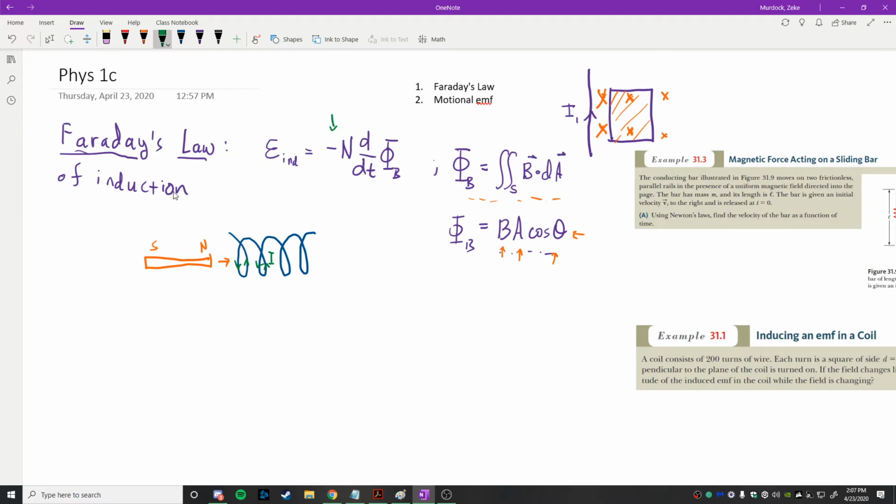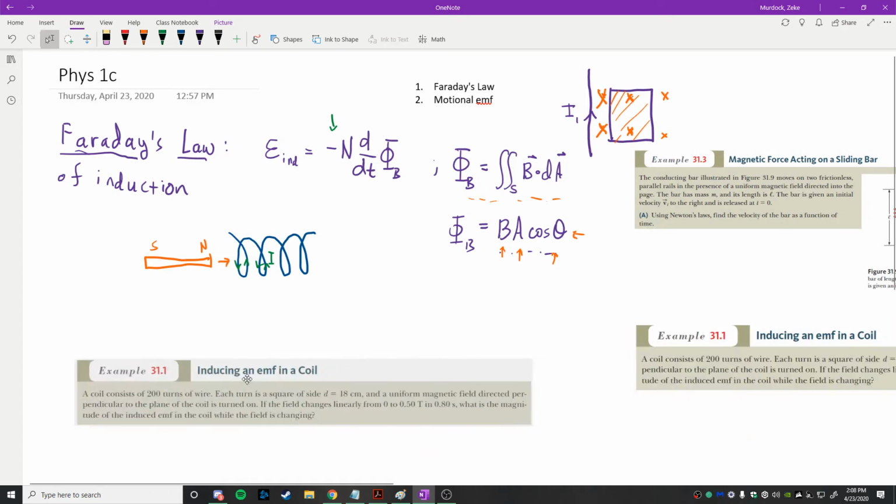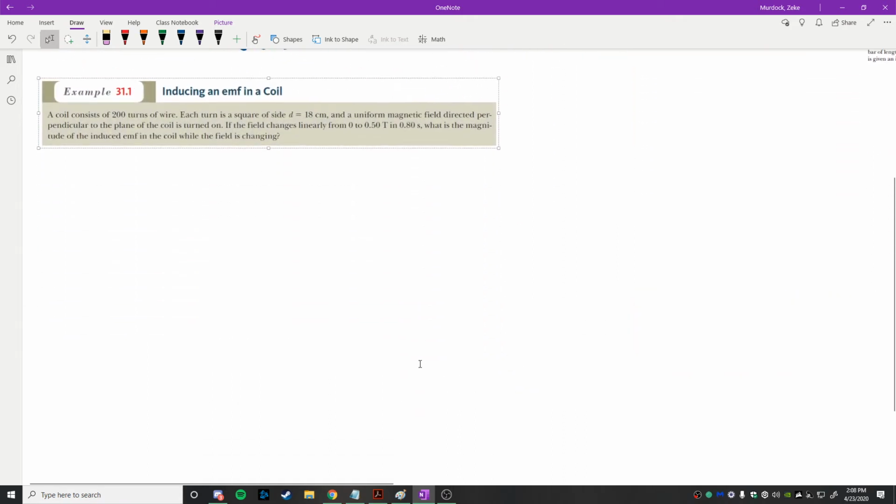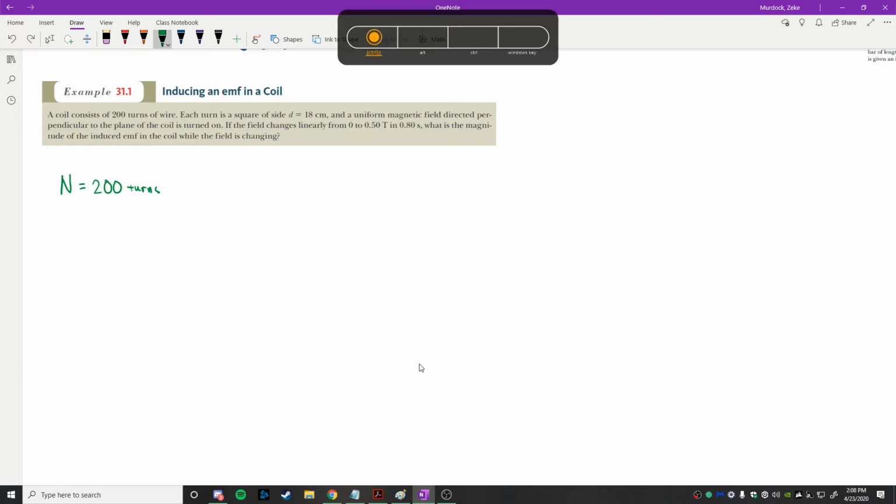Alright, so let's look at an application of this: inducing an EMF in a coil. We'll read this. A coil consists of 200 turns of wire. So N is the number of turns of wire, and that means we've got some kind of a coil. Each turn is square, so the turns are like this.